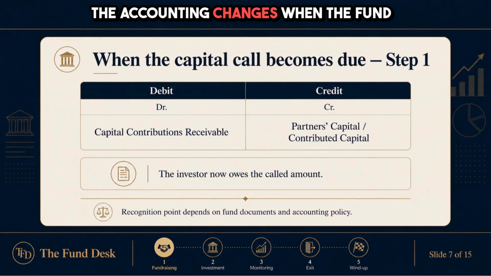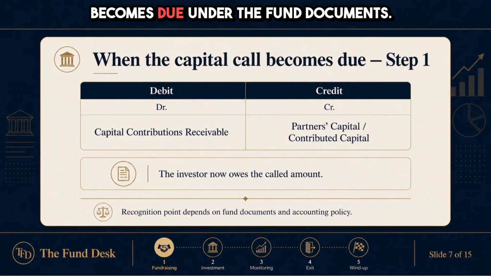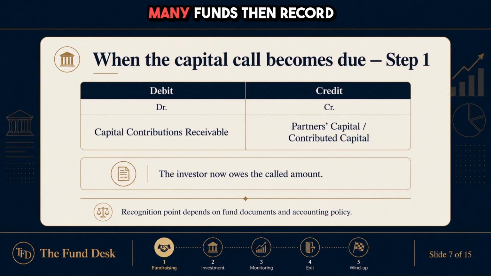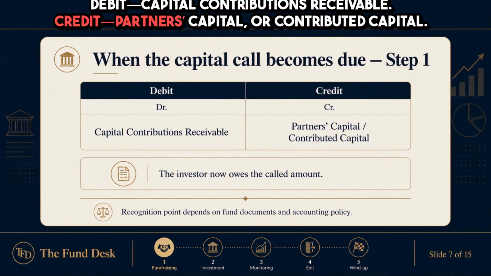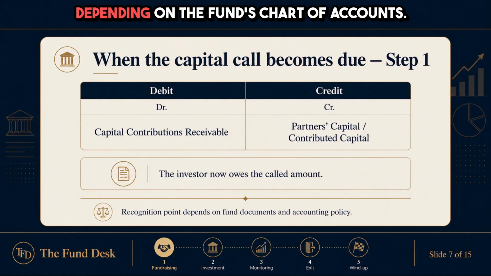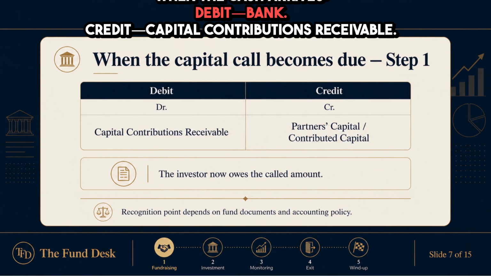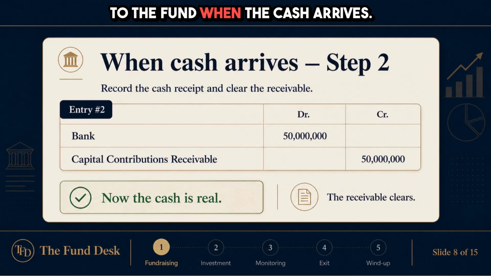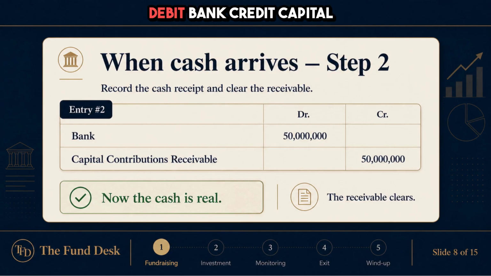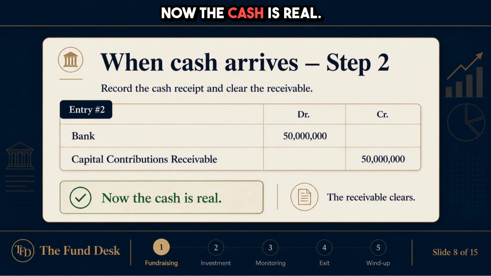The accounting changes when the fund issues a capital call and the amount becomes due under the fund documents. Many funds then record debit, capital contributions receivable, credit, partners' capital or contributed capital, depending on the fund's chart of accounts. The investor now owes the called amount to the fund. When the cash arrives, debit, bank, credit, capital contributions receivable. The receivable clears. Now the cash is real.